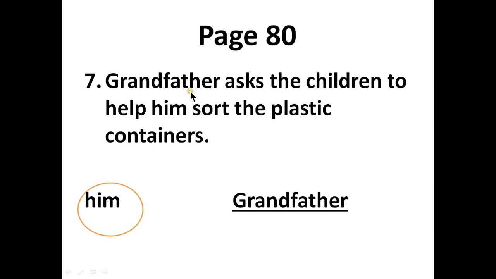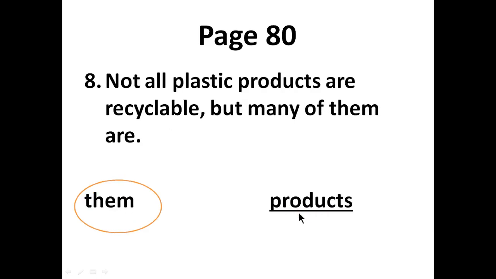Number 7. Grandfather asks the children to help him sort the plastic containers. The pronoun is him. Who is him? Grandfather. So we will circle him and on the line we will write grandfather. That is the antecedent. Number 8. Not all plastic products are recyclable, but many of them are. So in this sentence, the pronoun is them. What are them? Yes, products. You will write products on the line and circle them.